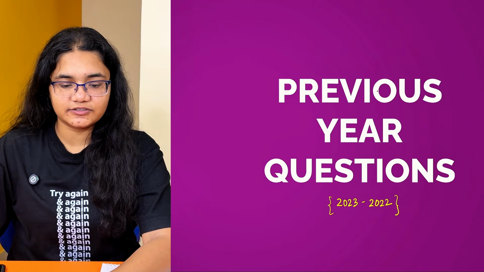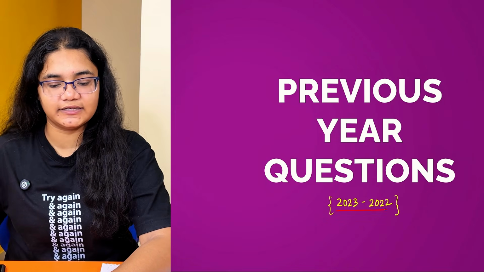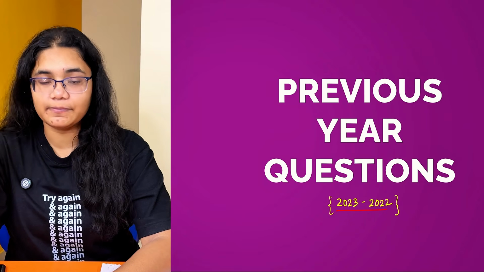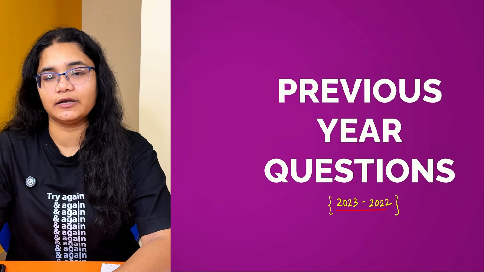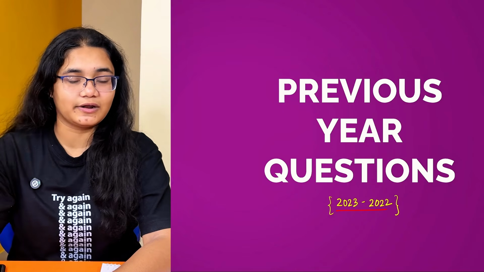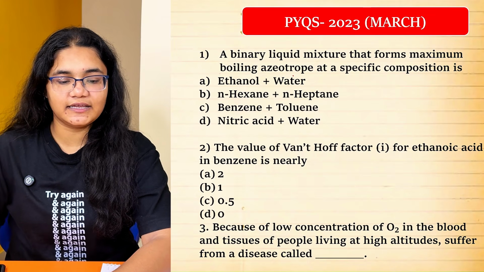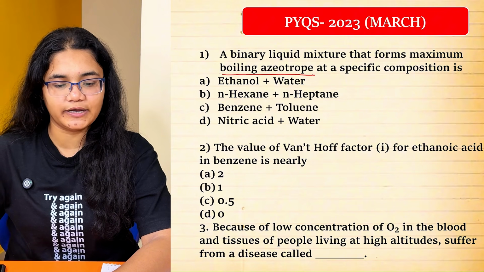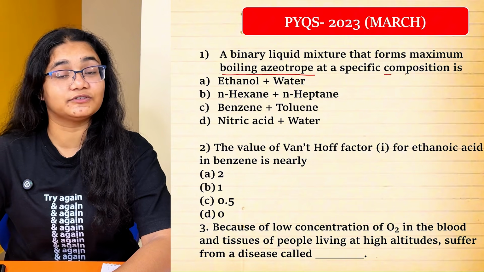Now let us see the first question here. The question is taken from the previous year questions of 22 and 23. 24 and 25 questions are already included in the question bank, so I have not considered it separately. So let us see the first question. A binary mixture that forms maximum boiling azeotrope at a specific composition is.